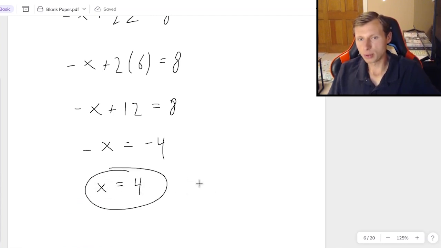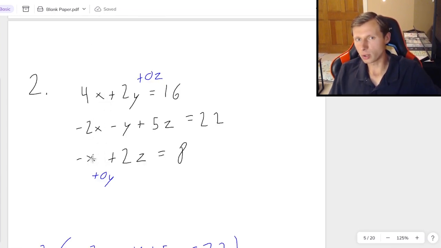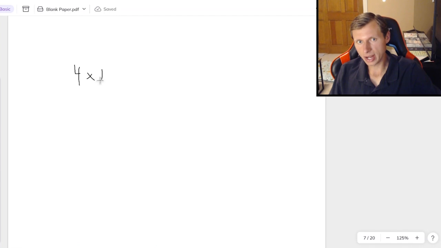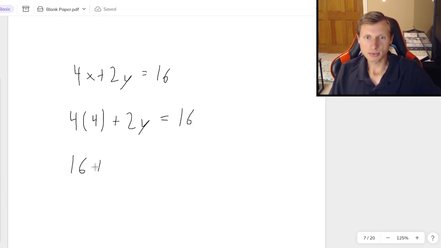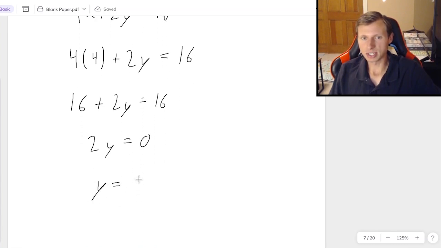And now that I have both x and z, to find y, I just have to plug it into basically any of the three equations. I mean, I can't do the third one because it doesn't have y in it. So let's just do the first one. 4x plus 2y equals 16. We know x is 4, so 4 times 4 plus 2y equals 16. 4 times 4 is 16. Subtract 16 from both sides. 2y equals 0. Divide by 2. 0 divided by 2 is still 0.